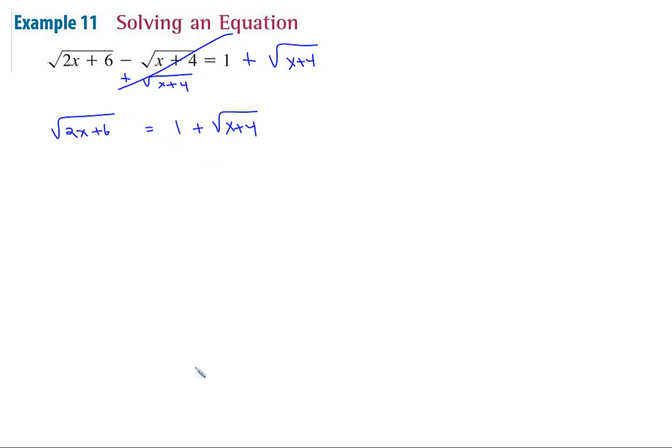Okay? And then the next thing you want to do is, remember we want to get rid of this radical, so we square both sides. Make sure you put the parentheses, square both sides. So that gets rid of that. So we end up with 2x plus 6, so that's nice. Over here, it's up to you. I would write this out like this if you're not comfortable following my pattern.